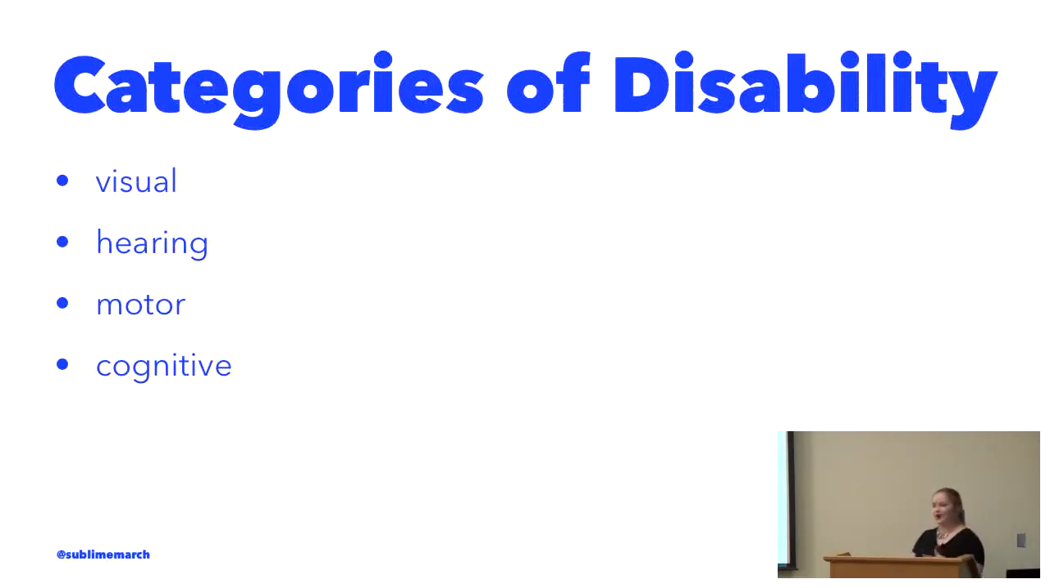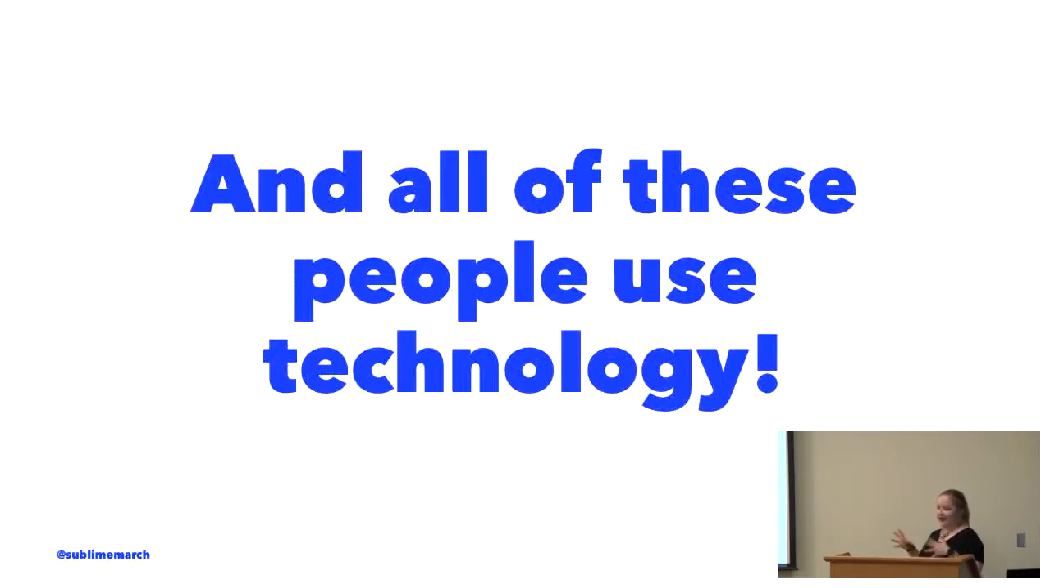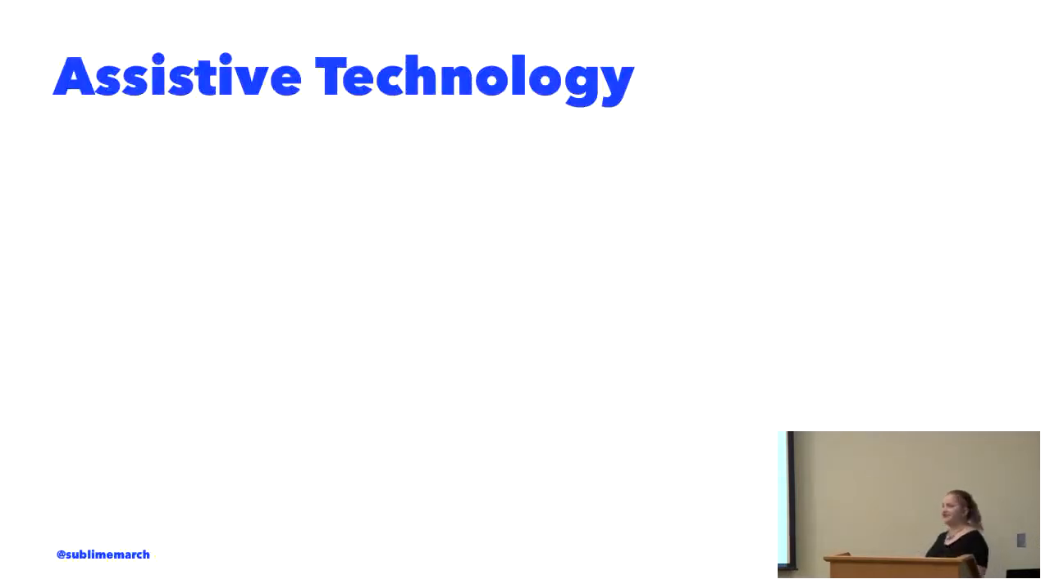And then the important thing to know about all of these people is that they all use technology. Whenever I give a talk like this or a workshop, there's always somebody who's like, wait a minute, what? People who are paralyzed from the neck down are using my website? What? How? Or what? Someone who is blind, like completely blind, they're using the app I made? What? Huh? That's a thing that happens? It is. Through this fantastic thing called assistive technology.